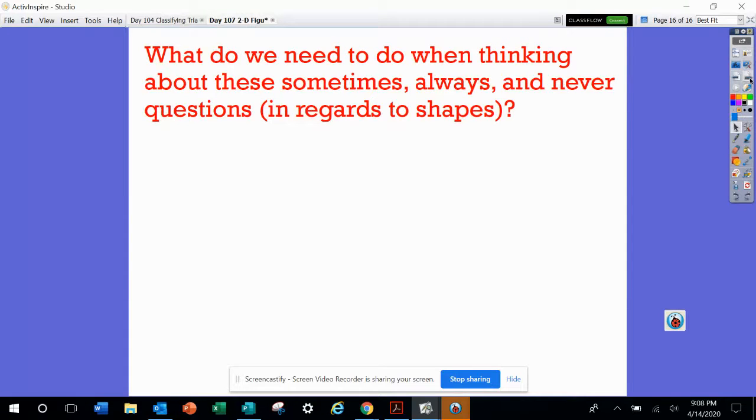Okay, so what do you need to do when you're thinking about these sometimes, always, and never questions in regards to these shapes? Well, you have to think about different examples. You need to think, okay, so a rectangle. Well, this is the definition of a rectangle. Is this the only way a rectangle could look by that definition? Parallelogram, trapezoid, quadrilateral, that's a shape with 4 sides. It could look in many different ways, right? So you need to think about those things when you're looking at the sometimes, always, and never questions.